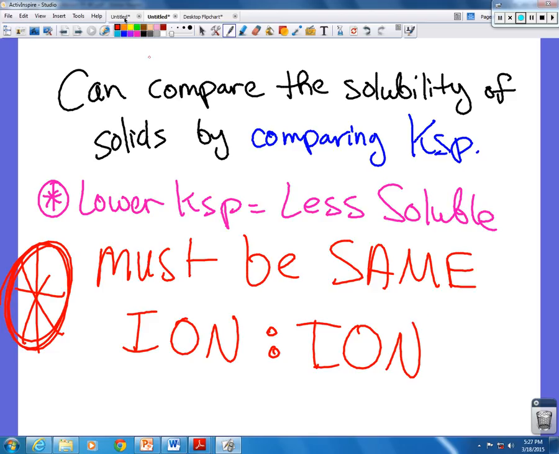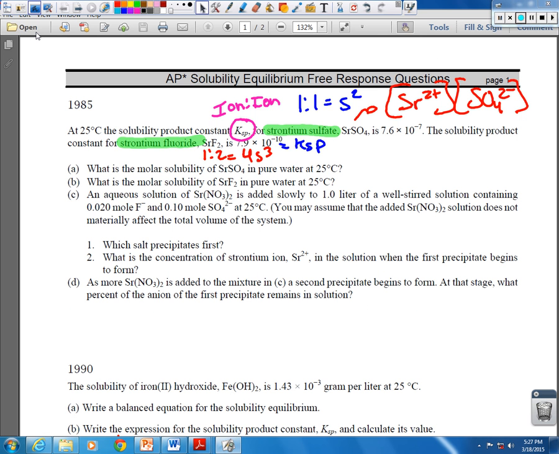So if we go back to our problem, everybody good on this? Say no if you're not. Okay, alright. So now that we know this, can we use their KSPs to determine which one's less soluble? Can we? They're not the same ion-to-ion ratio, right? One is 1 to 1, one is 1 to 2, so you can't compare them.